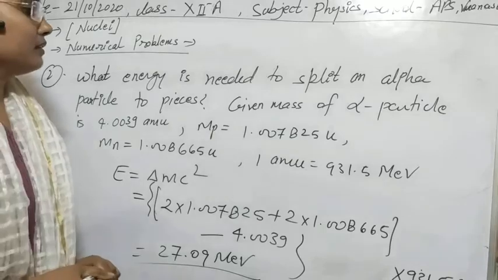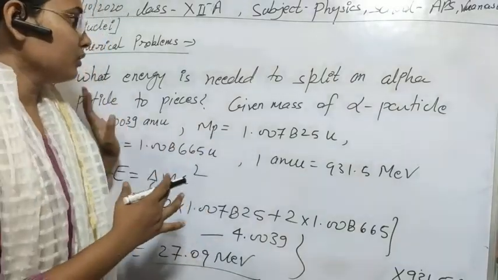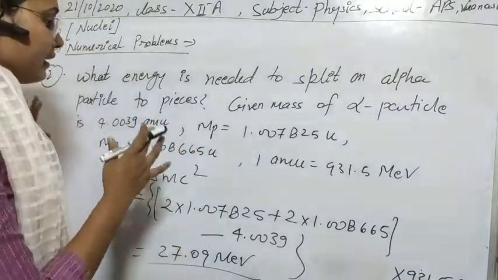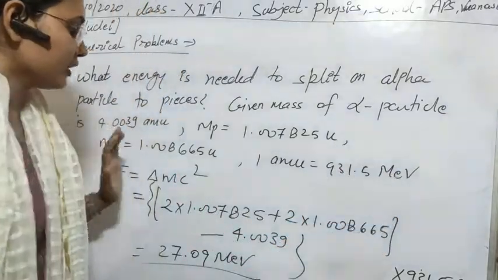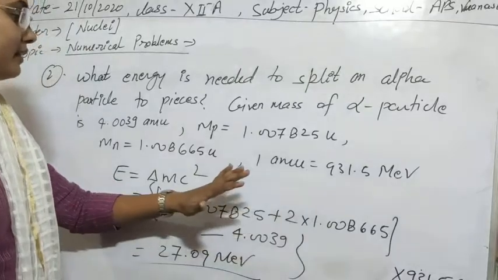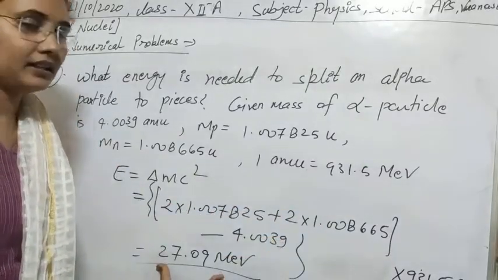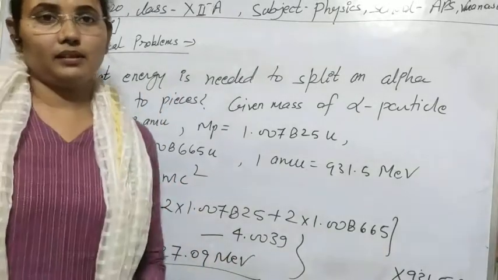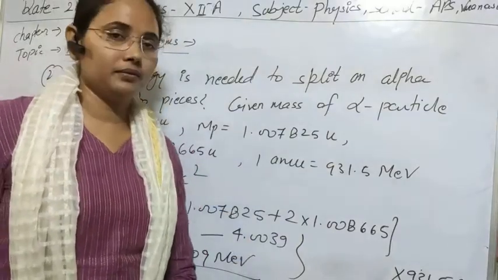So this is the concept according to the simple binding energy. Here if masses are in u, and we multiply by this factor, it will be converted into energy form. So if we calculate the mass defect, then after multiplying by this factor we can get the energy which will be needed to split an alpha particle. So I think this numerical problem is also clear to you.